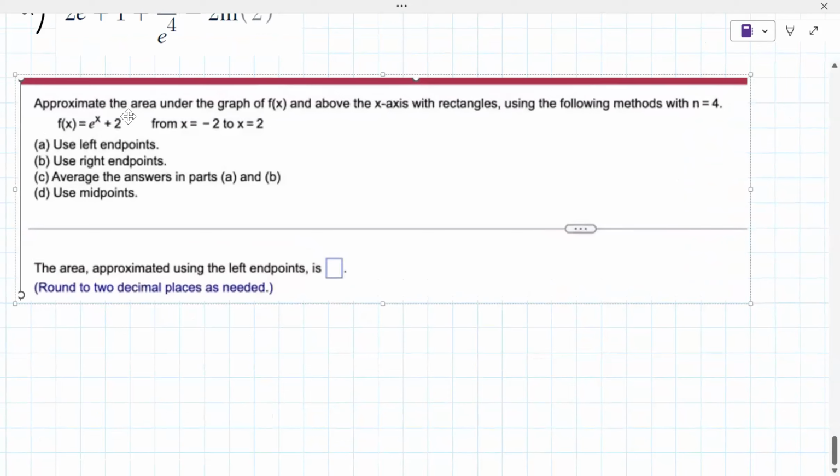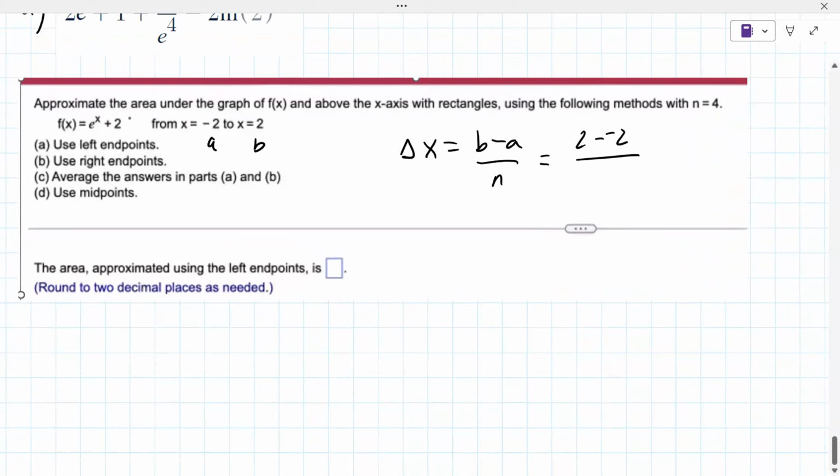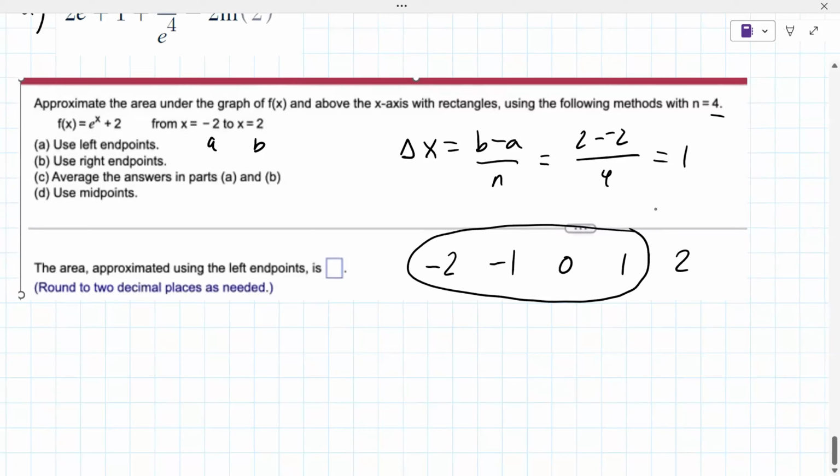So the first thing here is you compute what's called delta x, which is b minus a over n. This is a, this is b. 2 minus negative 2 over n, which is 4, which equals 1. So then you write the x values and you increment by delta x, so adding 1. You start with the leftmost x value, which is negative 2. You add 1 until you get to the rightmost value. Now, using left endpoints, you use these four numbers.